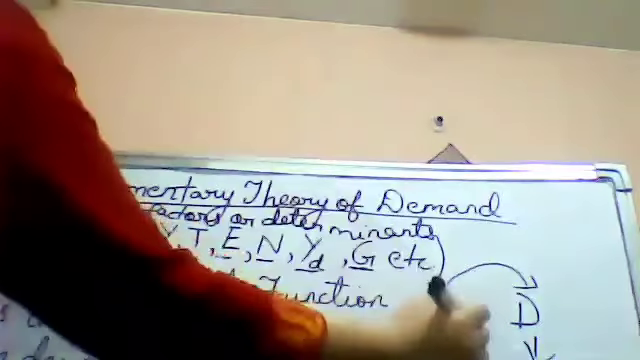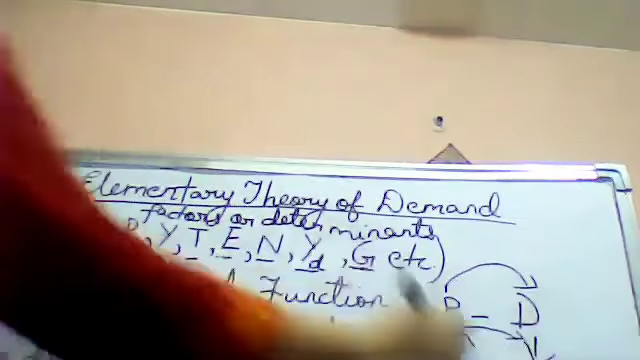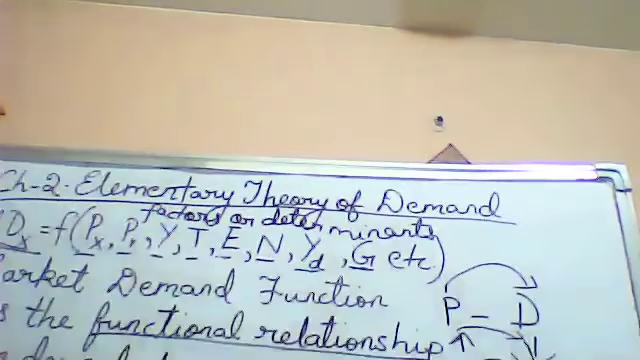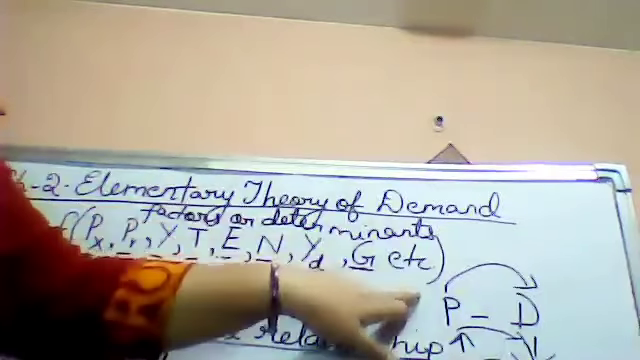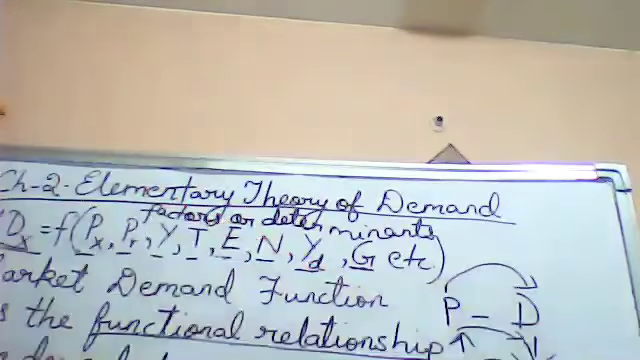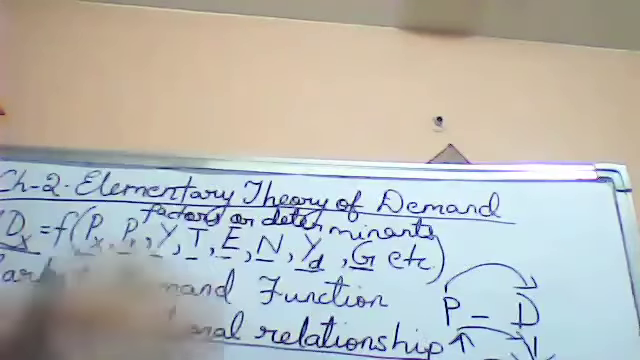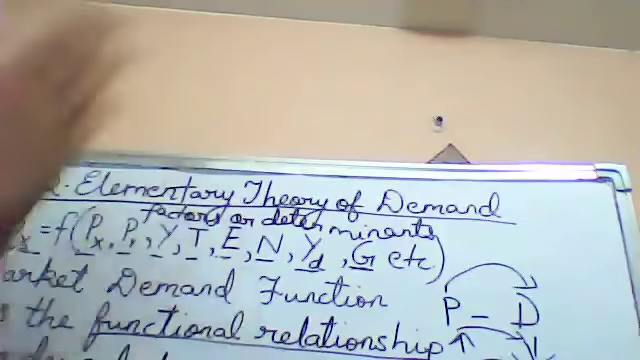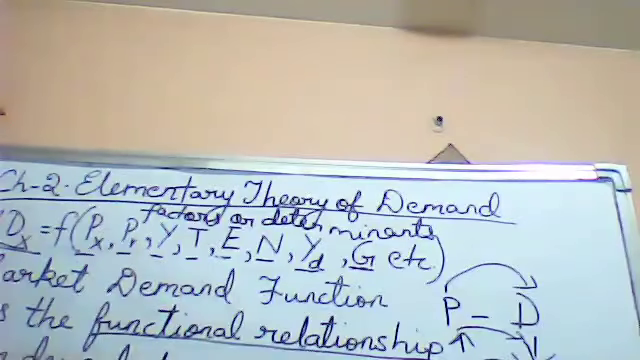When price is increasing, demand is decreasing. When price is decreasing, demand is increasing. So demand is dependent on the price. So we always say that when price increases, demand decreases. When price decreases, demand increases, other things being constant. That is the law of demand, which shows an inverse relationship between price and demand. Other things being equal means what? Other things being constant.